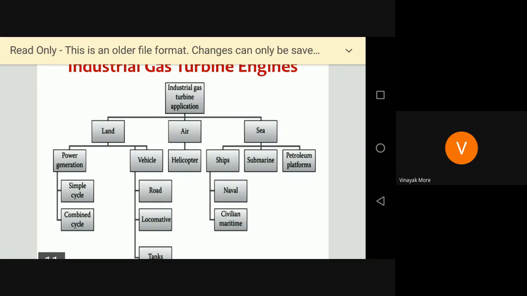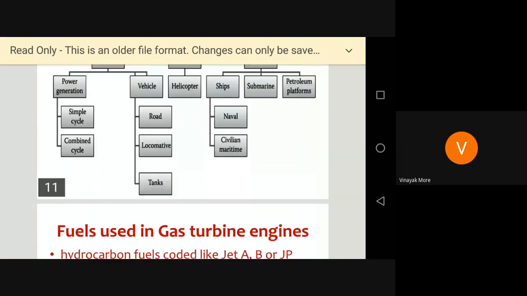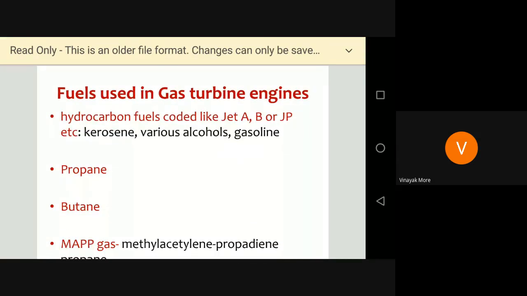Next is the petroleum platforms. It is just for running the compressor, like a radial or centrifugal compressor, so that gases and petroleum products can be pumped to other locations. Here you can just observe the fuels used in the engines.